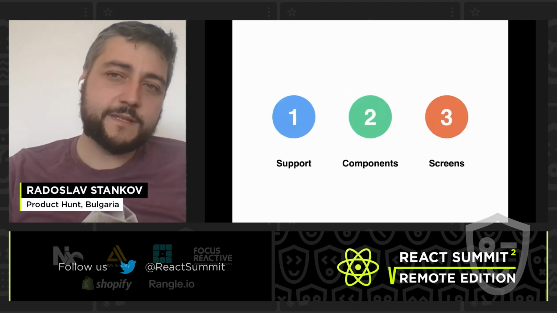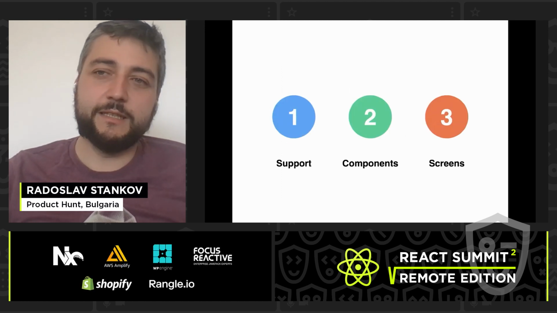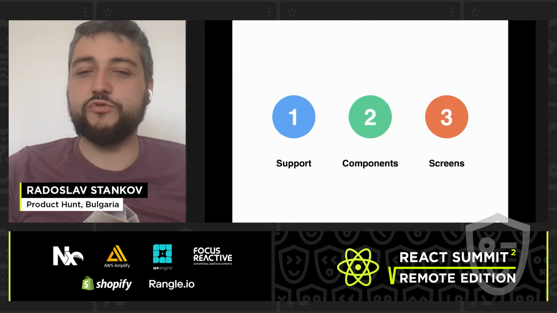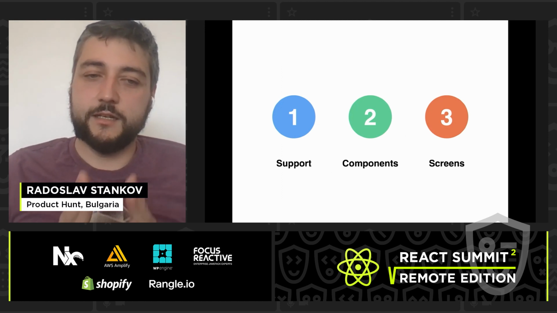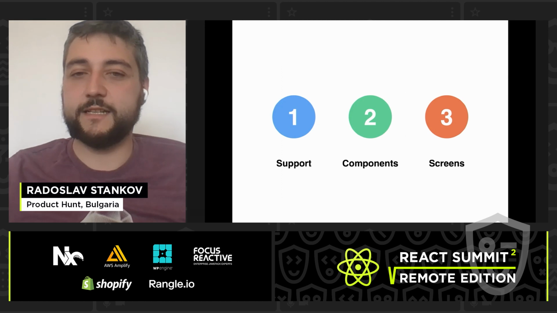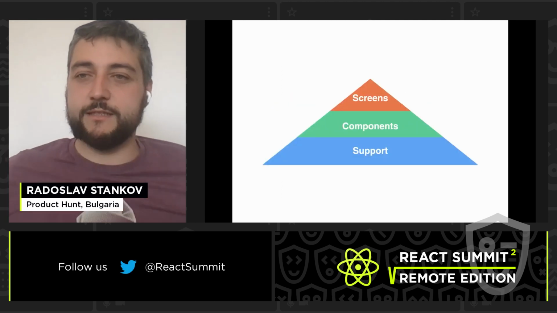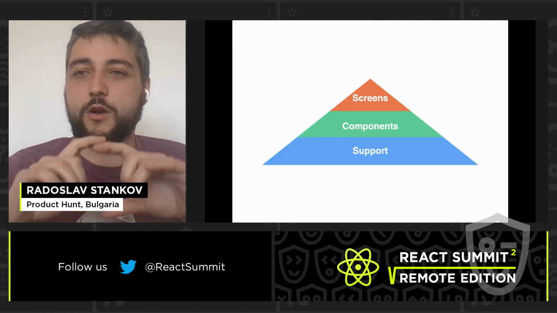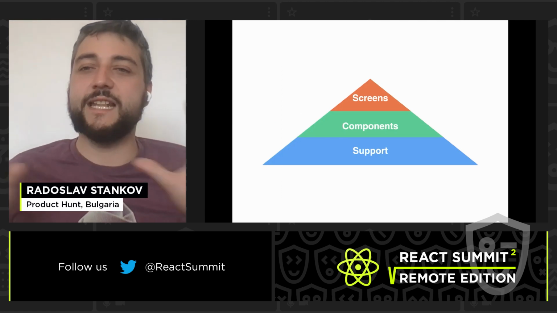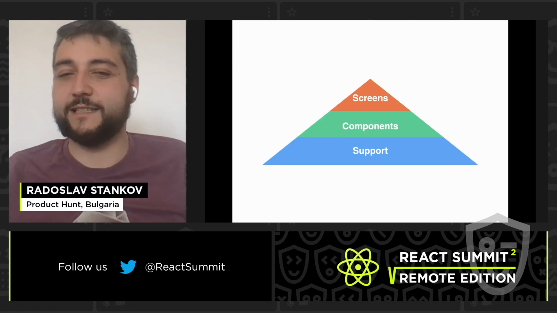And the way I'm thinking about the parts of the architecture, I'm seeing 3 pillars: the support, the components, and the screens. And they look like that in my head. We have a big support area, which helps us build the core reusable components, and then we build the screens on top of that.